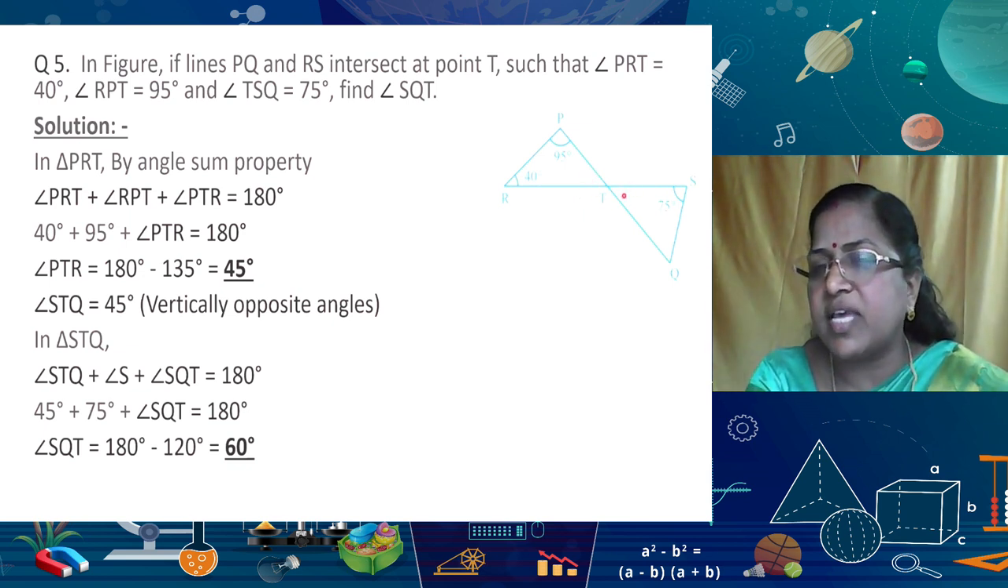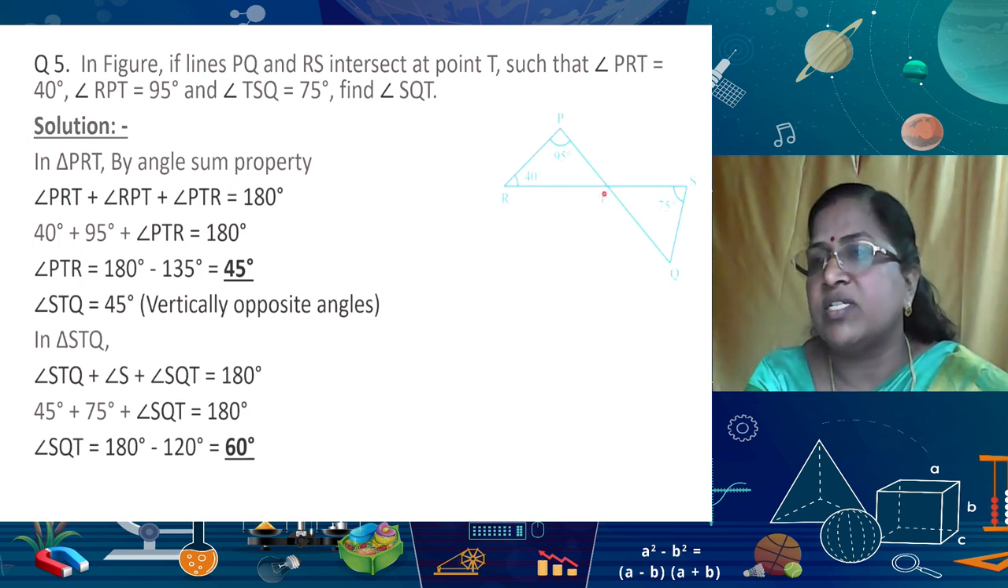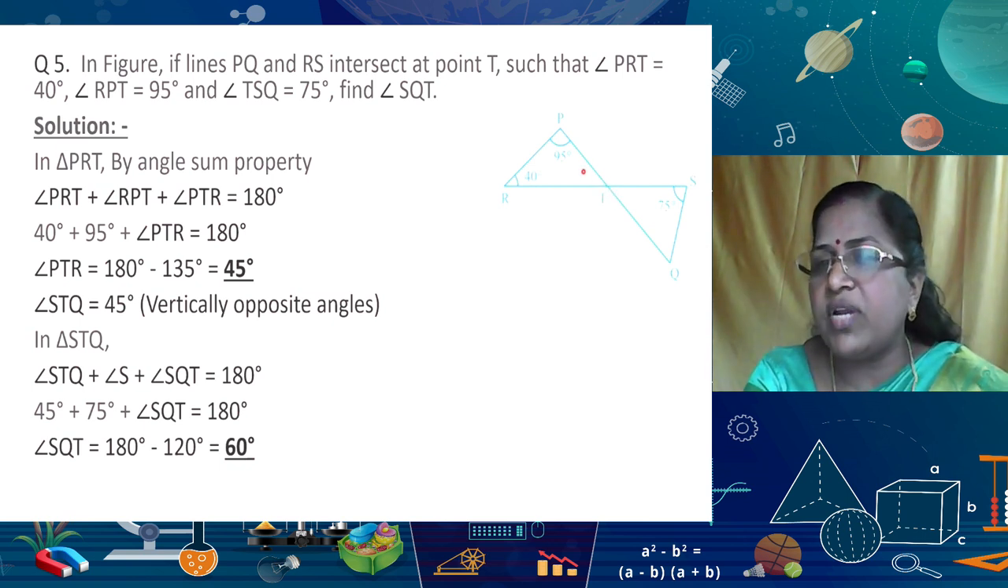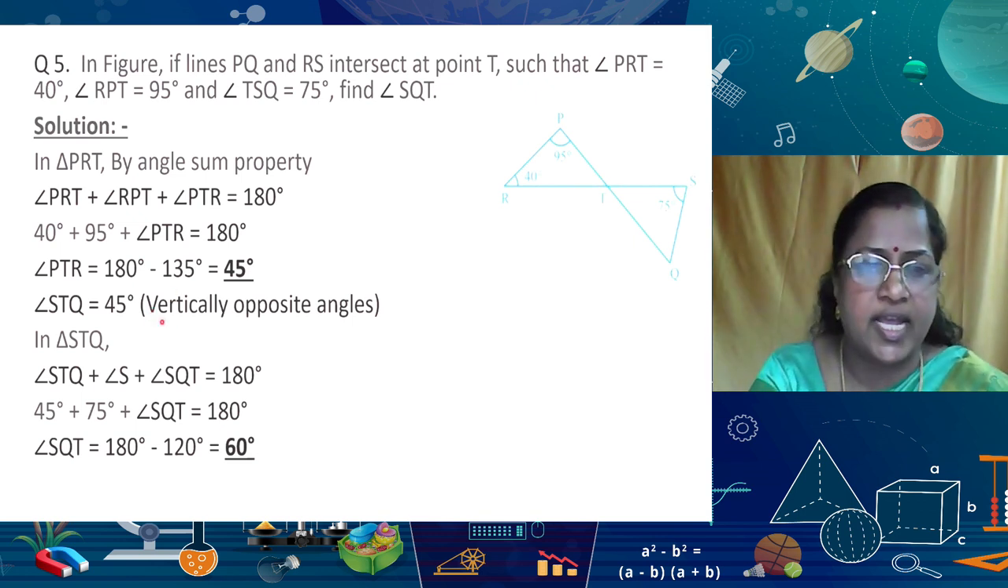So what can be this angle? The same measure. Why? Because these are vertically opposite angles. We are already studying, if two lines are intersecting at a point, pair of vertically opposite angles are equal. So we can say angle SQP equal to 45 degrees by the property of vertically opposite angles.